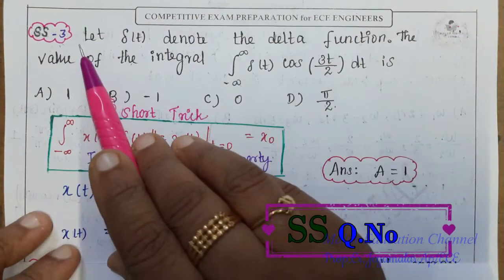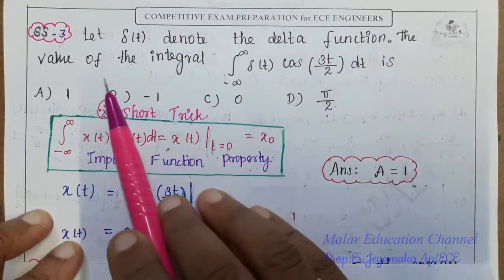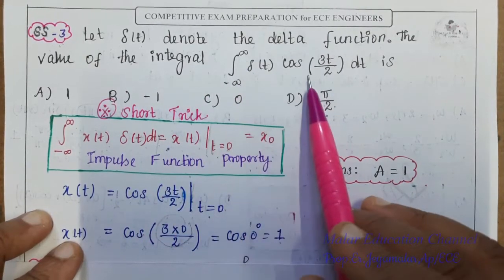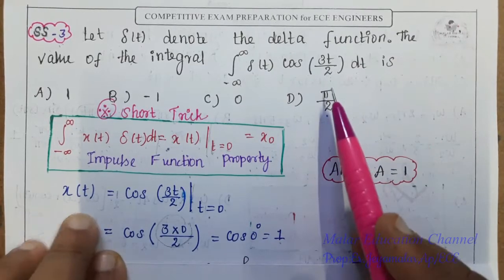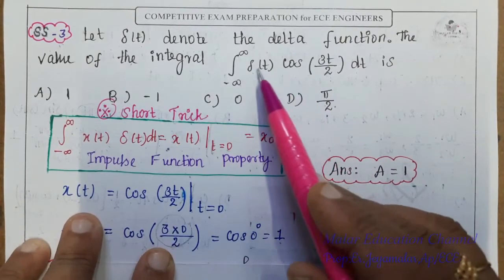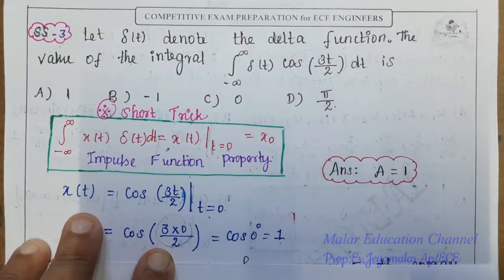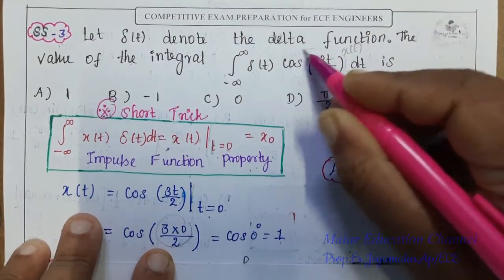Signals and systems, question number 3. Let del of t denote the delta function. The value of the integral from minus infinity to infinity of del of t cos 3t divided by 2 dt is. The given function is in the form of x of t times del of t, where del of t is the delta function.